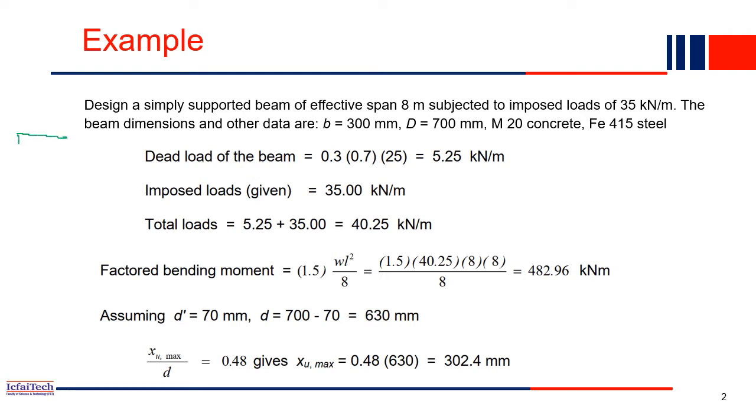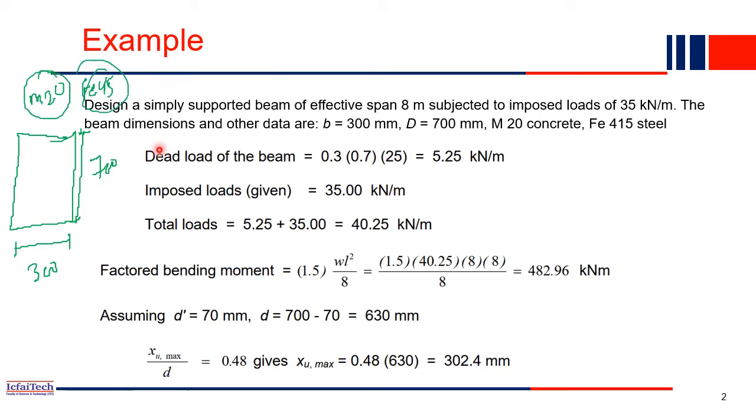If it is a rectangular section, then B is this much width, which is given to us, that is 300 mm, and similarly capital D is the overall depth, which is also 700 mm. And what else is given? M20 grade of concrete we have to use, and Fe415 grade of steel also. So that is the data given to us, and we have to design the section.